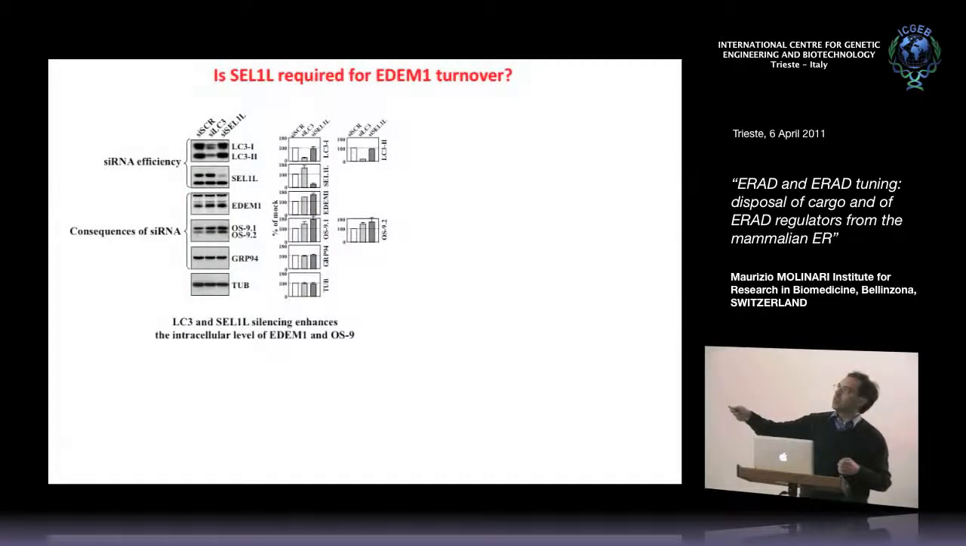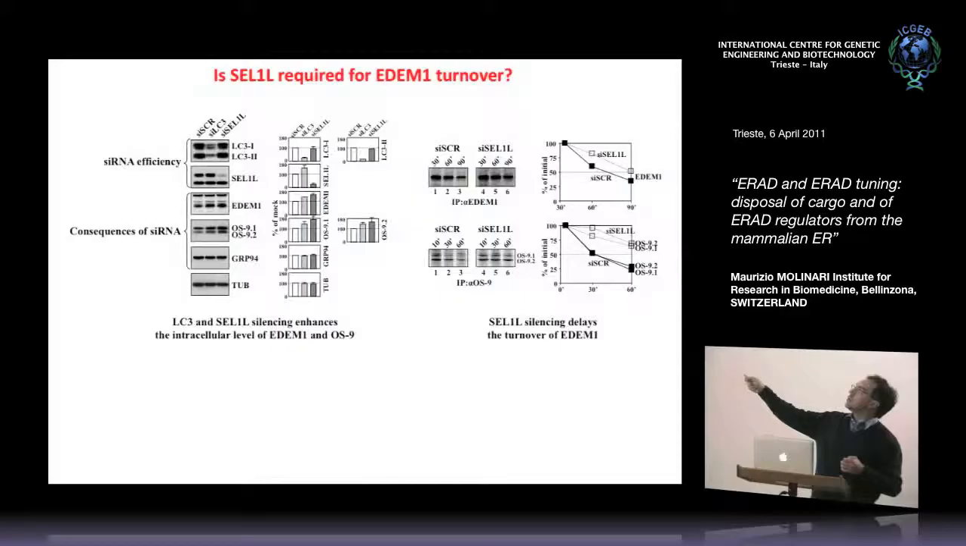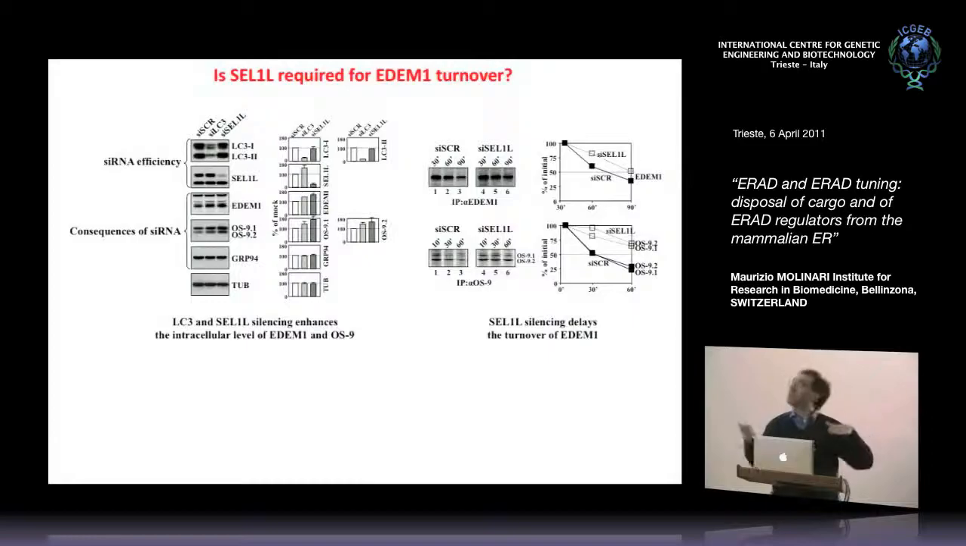In this experiment, we have specifically downregulated LC31, or LC3, or cell 1. And if you look at the sample in which cell 1 has been downregulated, you will see that there is more EDEM compared to control cells. There is more OS9 compared to control cells. But if you look at long-living chaperones, such as BIP, GRP94, calnexin, the level of these chaperones does not change. What happens is that if you remove cell 1, you slightly decrease the turnover of EDEM. The effect is not dramatic, but there is a stabilization of EDEM.